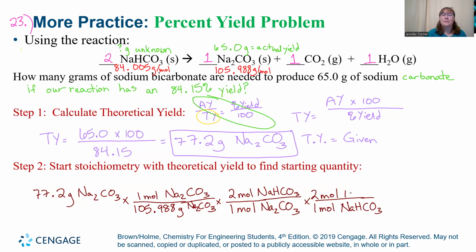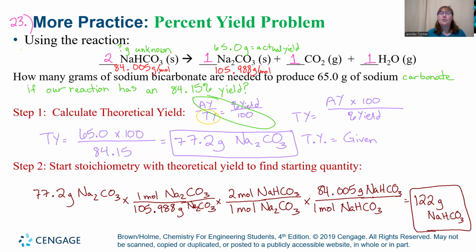Sorry, that is not correct. It goes with my molar mass, which is 84.005 grams of NaHCO3. And when I calculate those out, and I can have 3 significant figures, that gives me 122 grams of sodium bicarbonate, and that is how much I need to start with in order to make 65 grams of sodium carbonate at an 84.15% reaction yield.